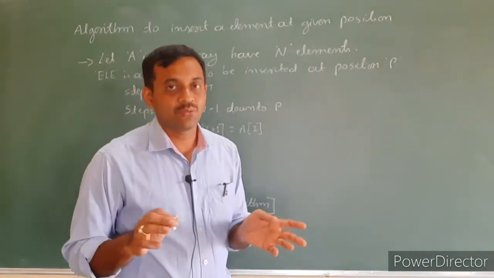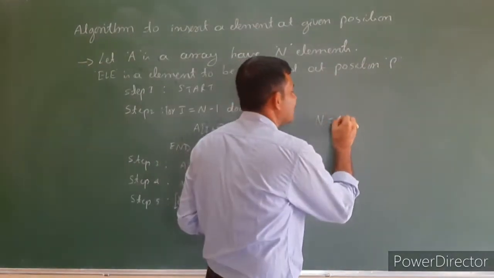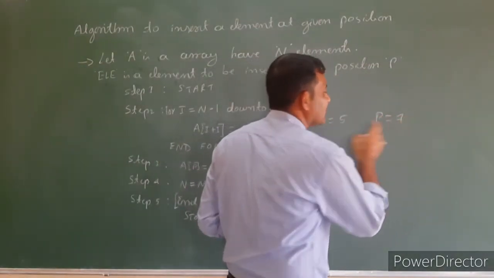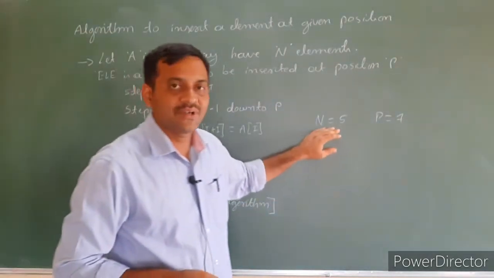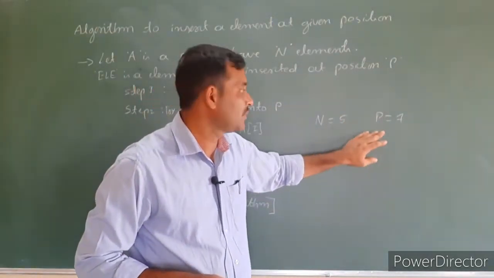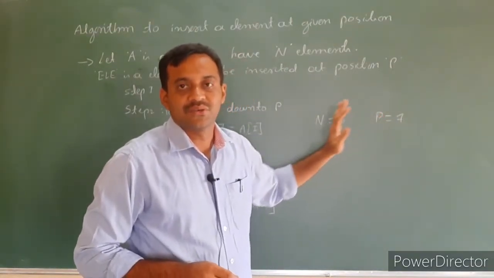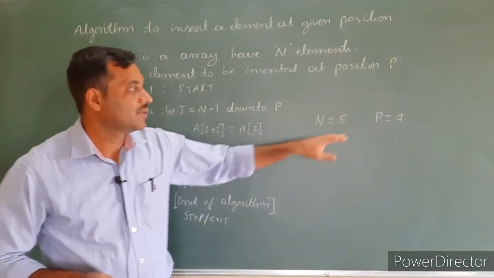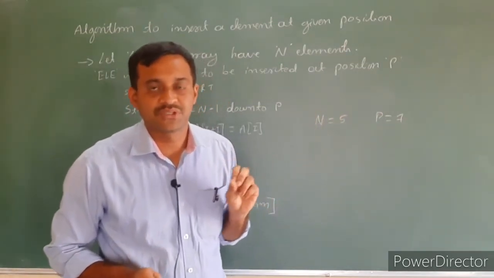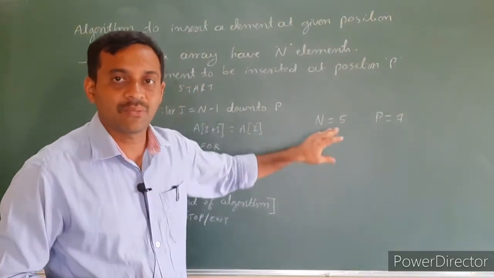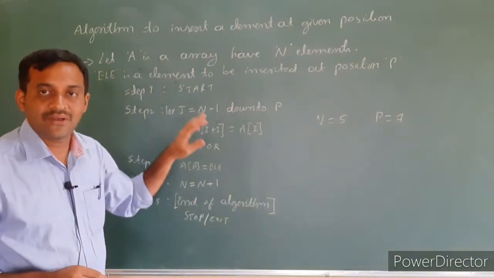If it exceeds the n values, for example the array n value is 5 and the P position is 7, then this algorithm is invalid, because the maximum elements are 5 but we have to insert a new element at position 7, which is an invalid position. So for that we have to verify the given position is less than or equal to the number of elements. If it is true, then our algorithm will work.